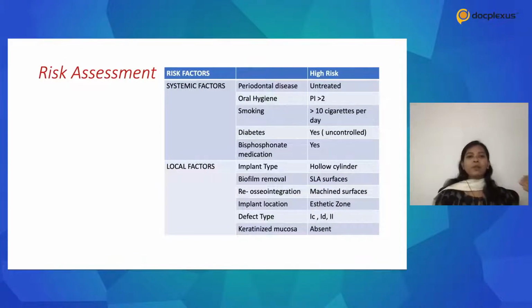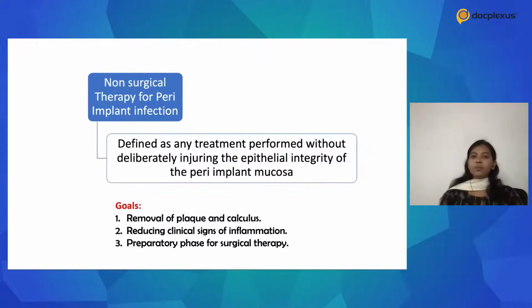The risk assessment can be based on, as I told you, systemic factors as well as local factors. I'm not going much deeper into it. As I told you, cigarette smoking, more than 10 cigarettes per day, is a high risk. Among local factors, the surface of the implant plays an important role. Apart from that, absence of keratinized mucosa is also one of the high risk factors. So moving on to non-surgical periodontal therapy, it can be defined as any treatment which is performed without injuring the epithelial integrity. So you're only removing the supragingival plaque and calculus.